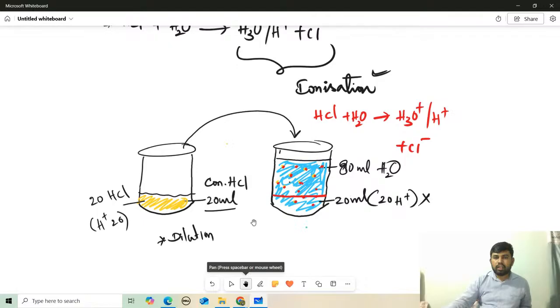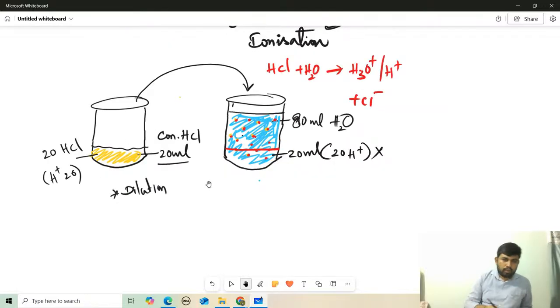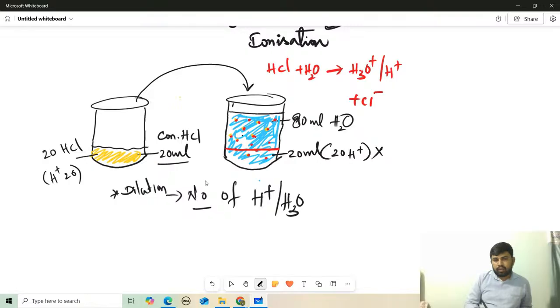So what I can say in dilution, I can write as number of H plus ions, or we can say H3O plus ions, per unit volume. What is unit volume? How much you took here? We took here 20 ml of HCl. Unit volume decreases.